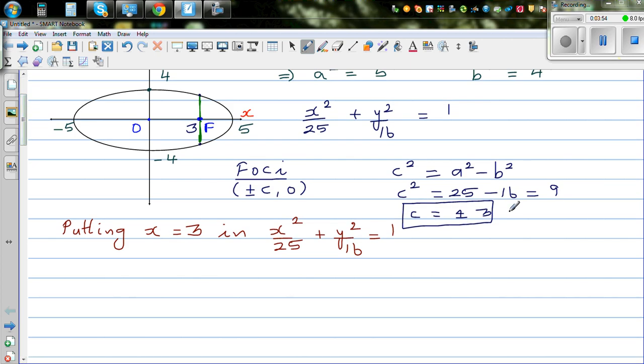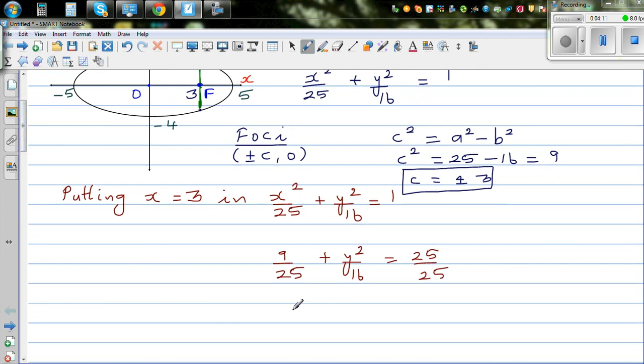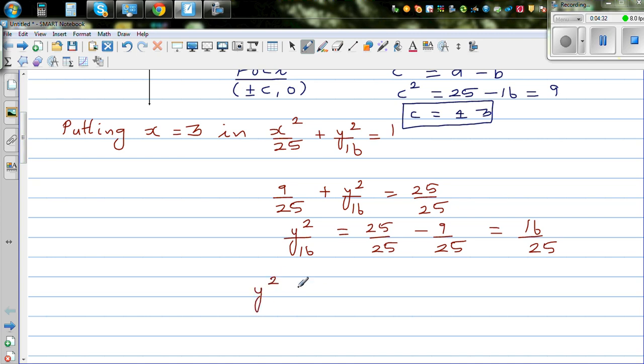I'm going to put 3 there, so that is 9 over 25 plus y squared over 16, and 1 I'm going to write as 25 out of 25. So I'm going to take away 9 over 25 on both sides, so y squared over 16 is equal to 25 over 25 minus 9 over 25, which is 16 over 25. Now multiplying 16 to both sides, y squared is equal to 16 squared over 5 squared. So y is plus or minus 16 over 5.